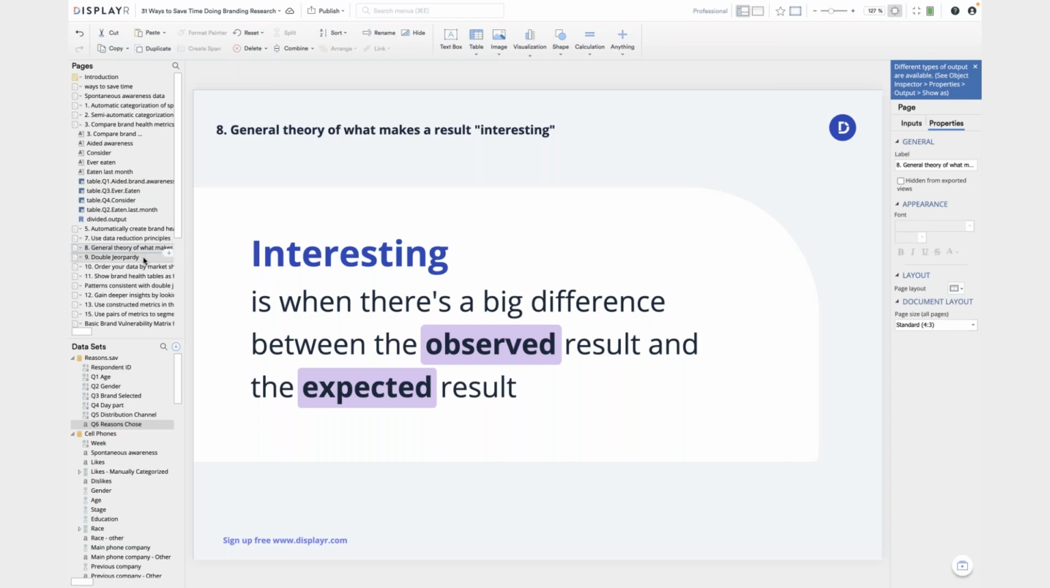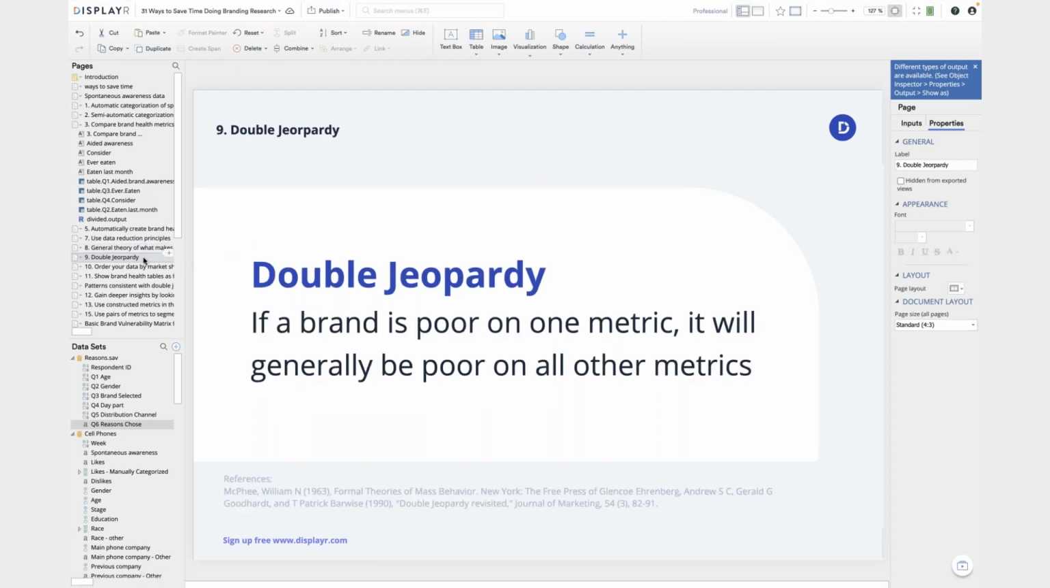How do we work that out? There's a great theory about this, and it's called double jeopardy. And it says if a brand is poor on one metric, it will generally be poor on all other metrics. So double jeopardy gives us a clue about how we should do things.